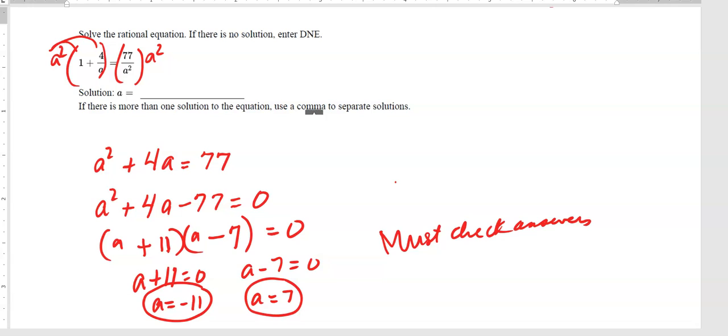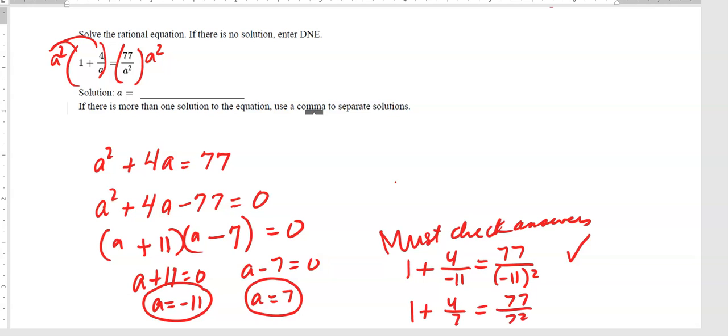So let's just check. If I put in a negative 11, I'll put 1 plus 4 divided by negative 11 is equal to 77 over negative 11 squared. And when I check this, I'll see this is true. And then if I did the other one, I would put in a 7. And if I check this, this will also be true. So just make sure that you check your answers. If they're not true, then you need to strike whichever one is not true.